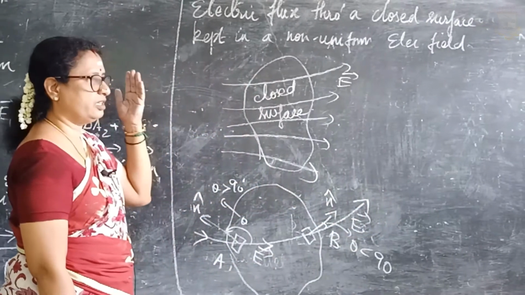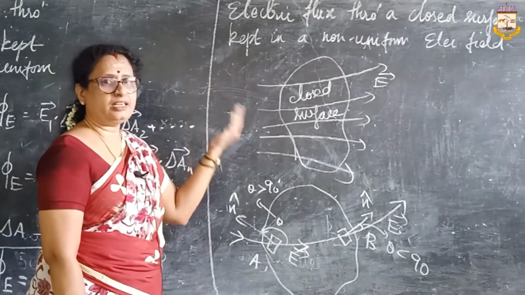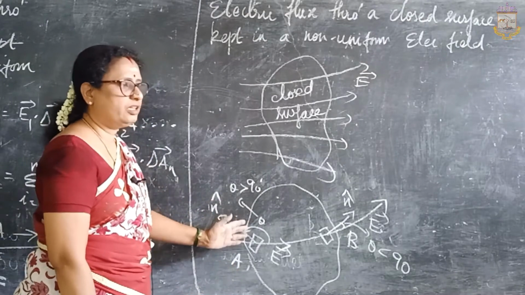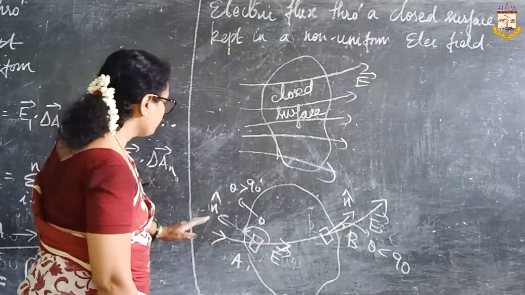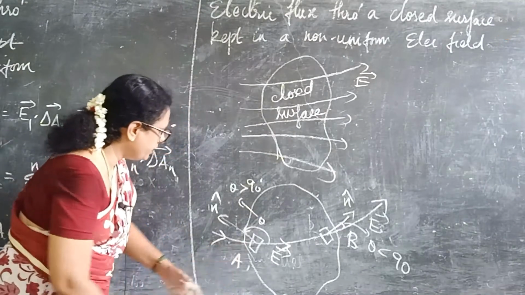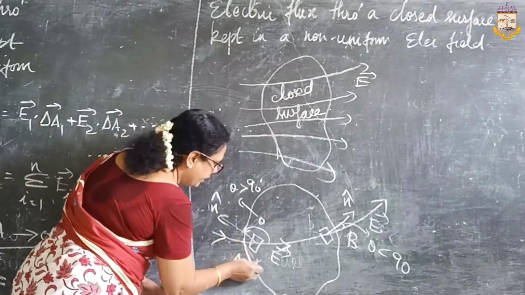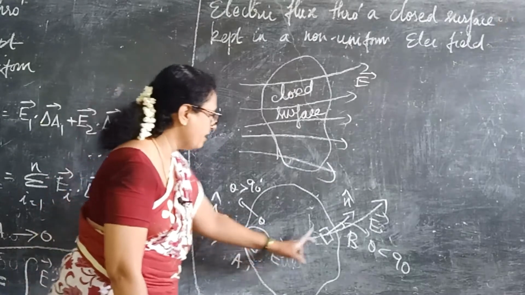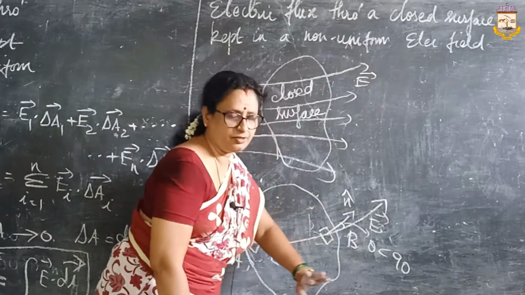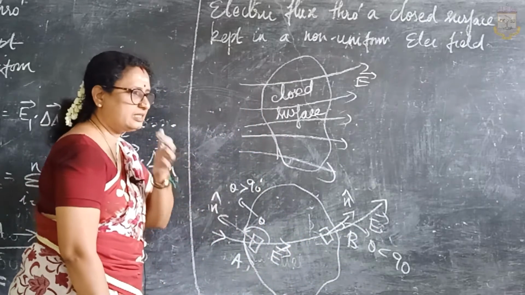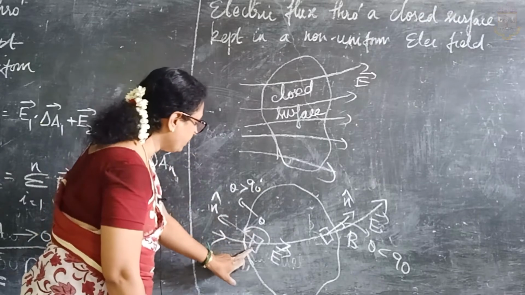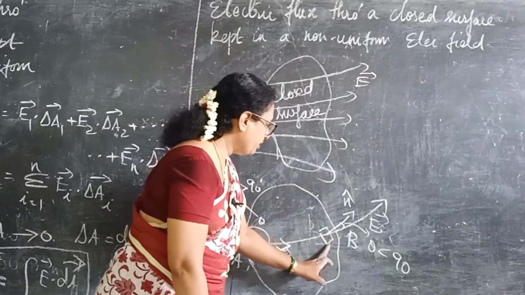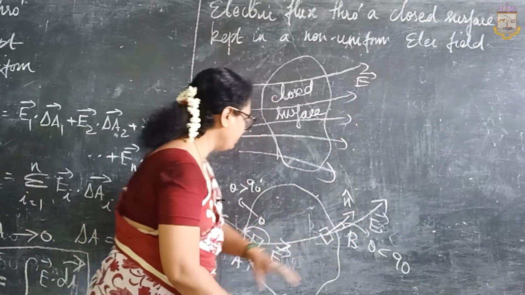So initially, in the beginning, I told you electric flux can be both positive and negative. Here we are going to arrive at such a case where the electric flux is both positive and negative. So let us say at the point A, the electric field enters the closed surface, and at the point B it leaves the closed surface. So here we have to take two different area elements, one area element at the point where the electric field enters and the other area element where the electric field leaves the closed surface.